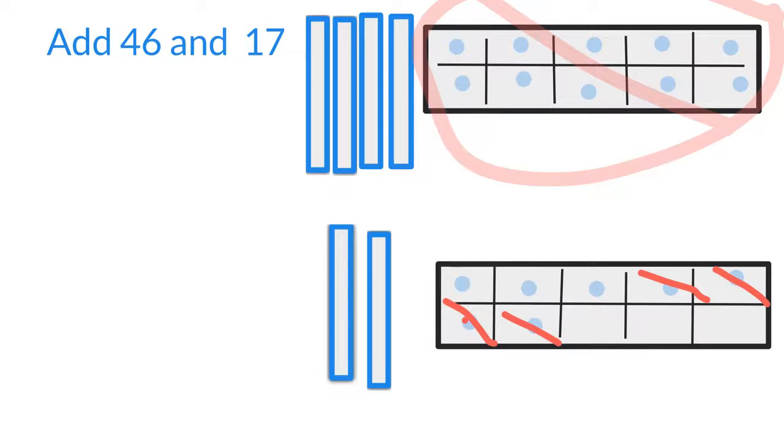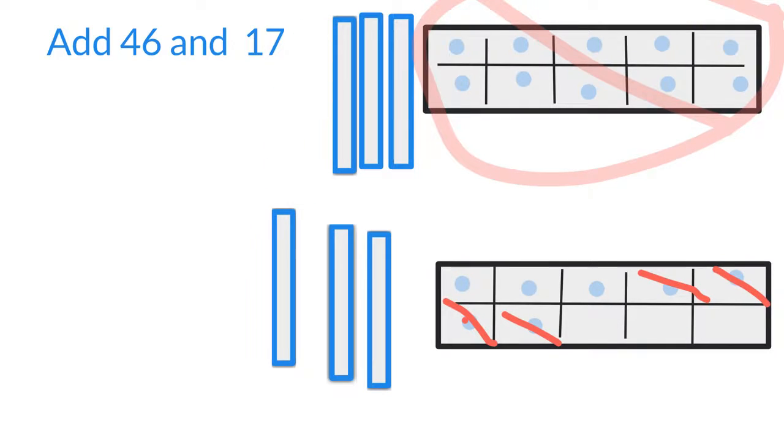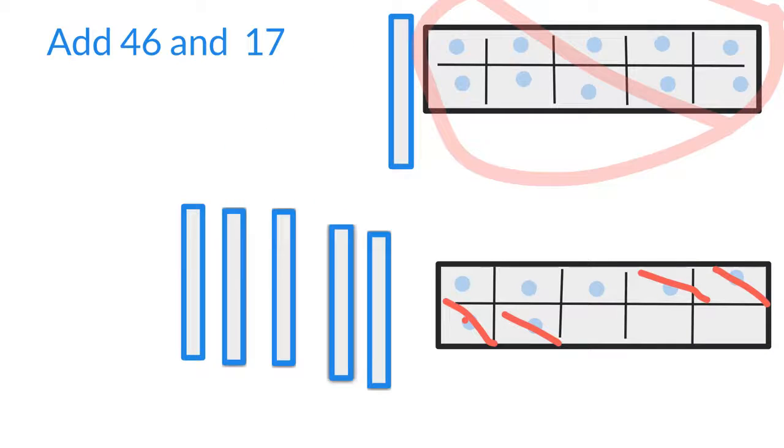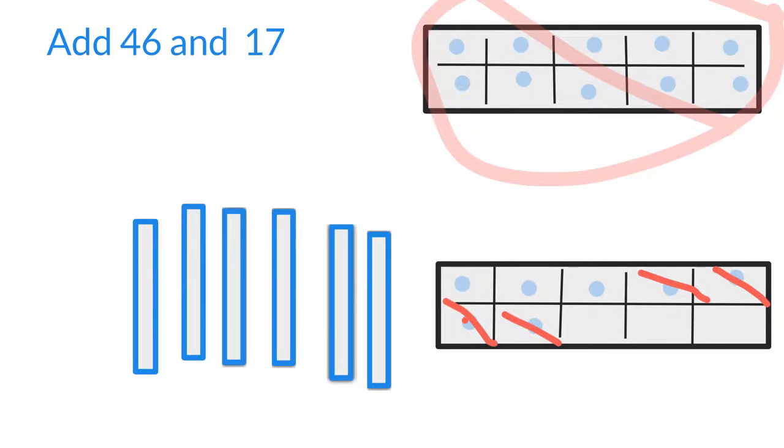So we have 4 tens up here. We have 2 tens down here now. They're going to work together again. 4 tens plus 2 tens gives me 6 tens. And looking at the ones, we have 1, 2, 3 left over for a sum of 63.